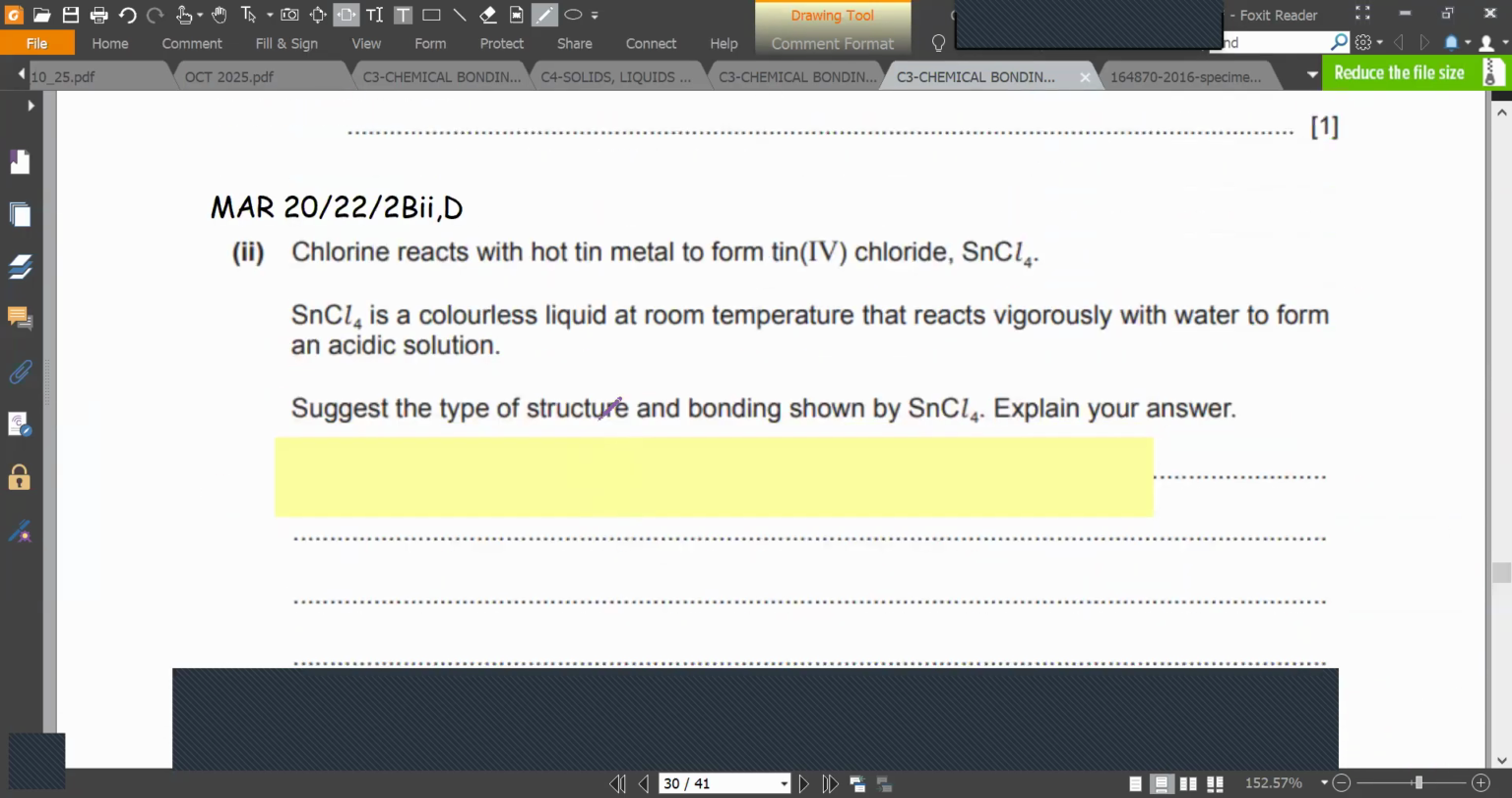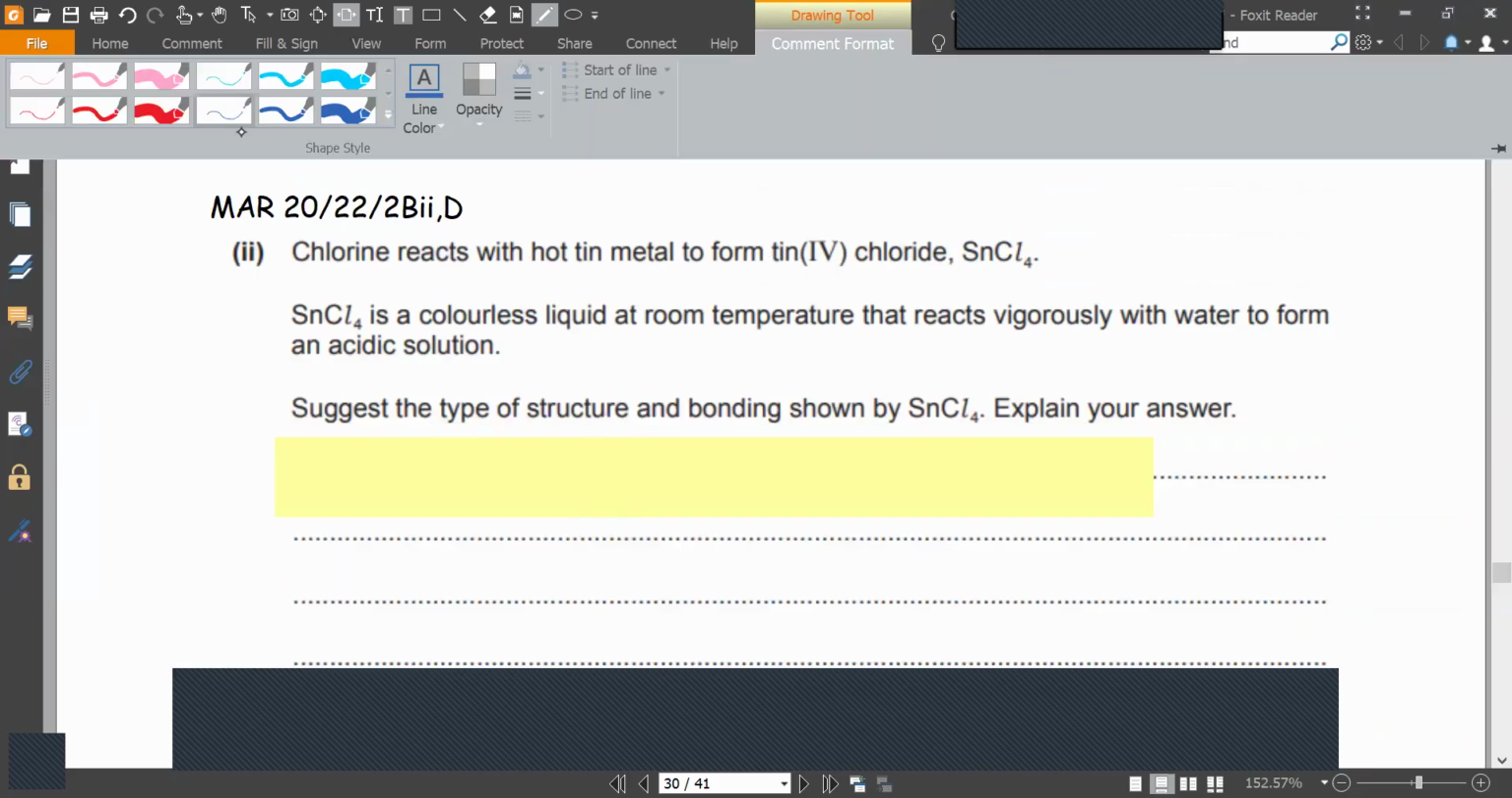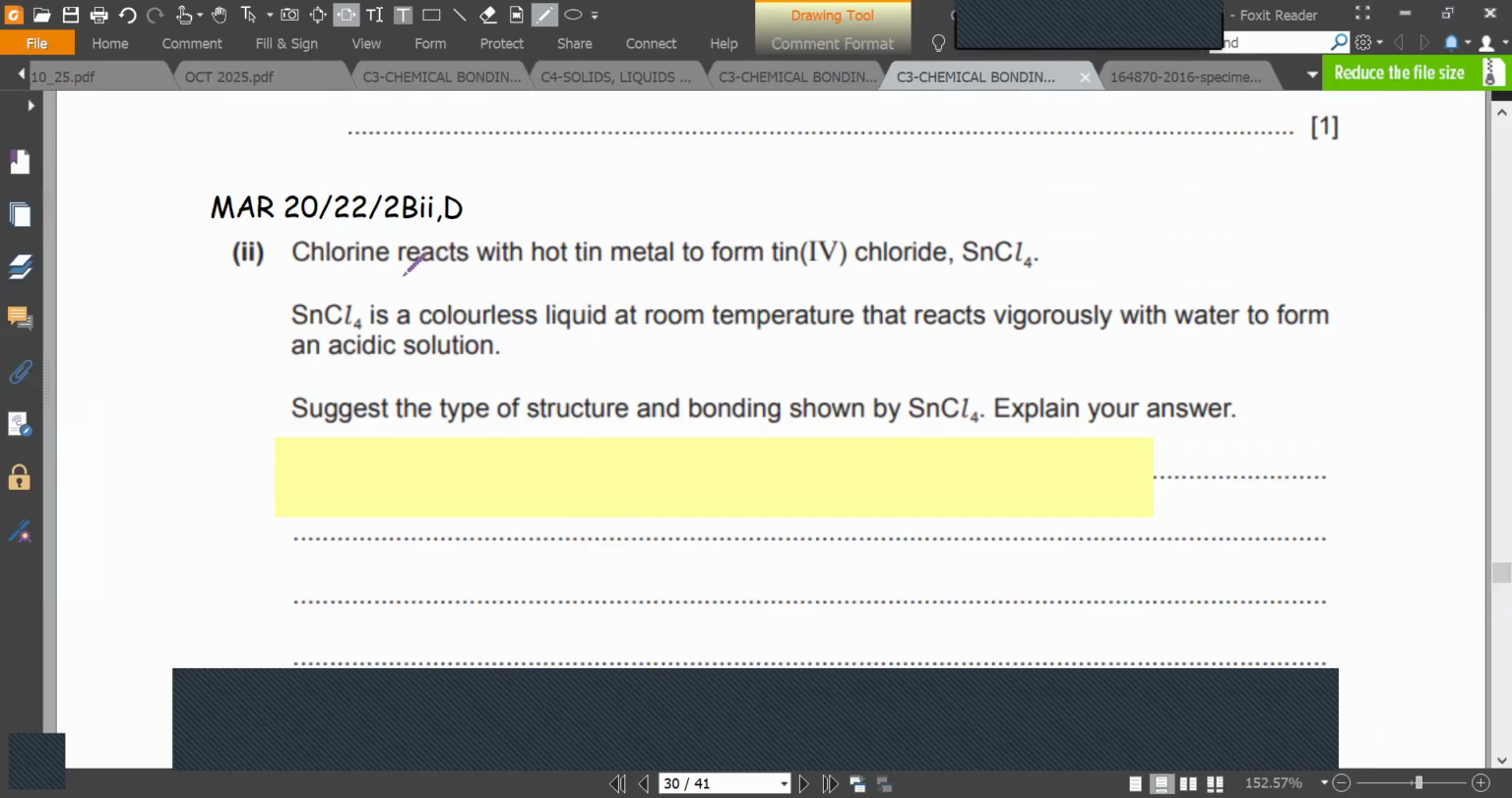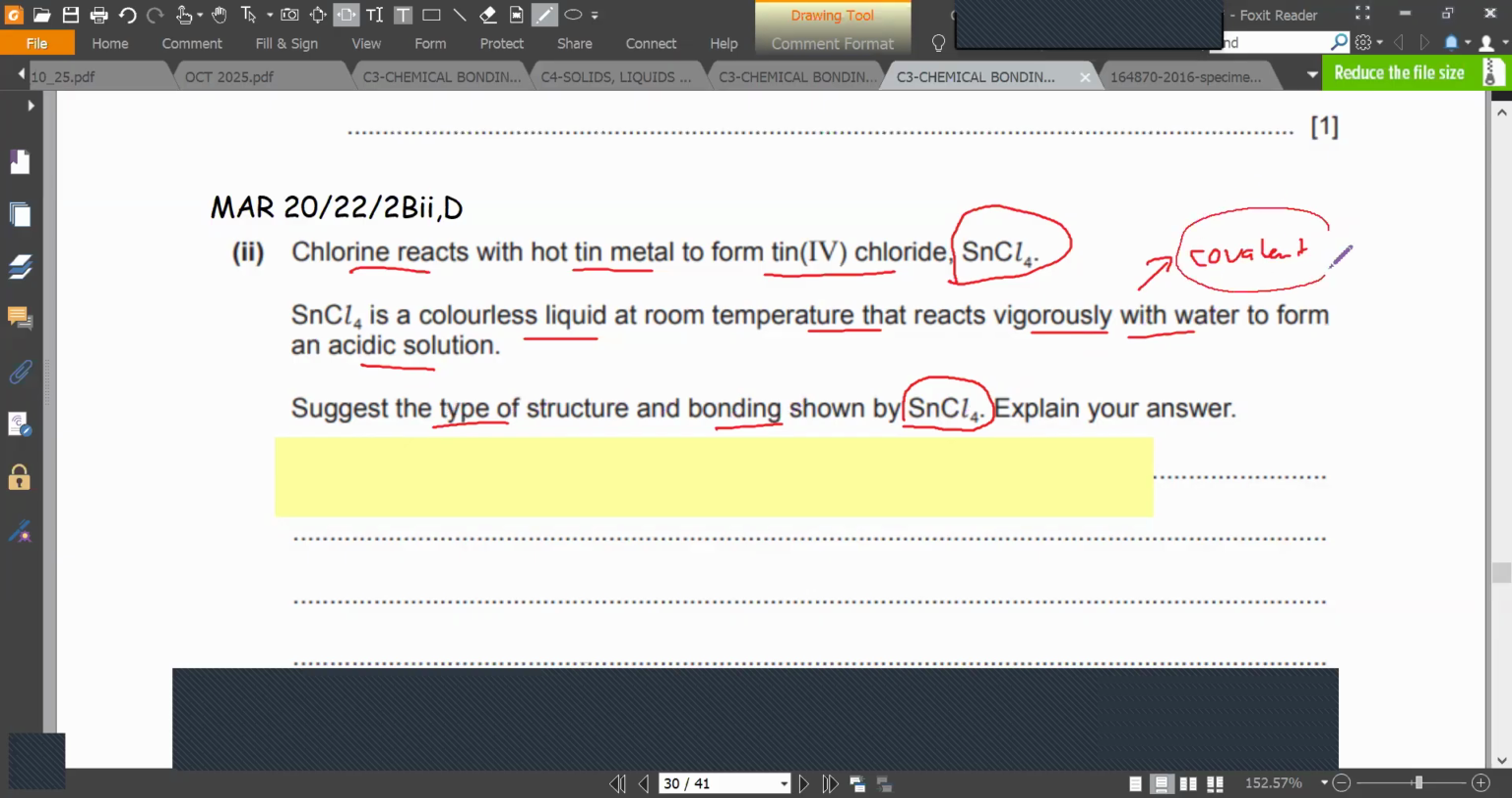Next. Chlorine reacts with tin metal to form tin chloride. Tin chloride is a colorless liquid at room temperature that reacts vigorously with water to form acidic solution. The question: the type of structure and bonding shown by tin chloride. Reacting vigorously with water to form acidic solution is telling us it is covalent. Only covalent compounds will form acidic solution.